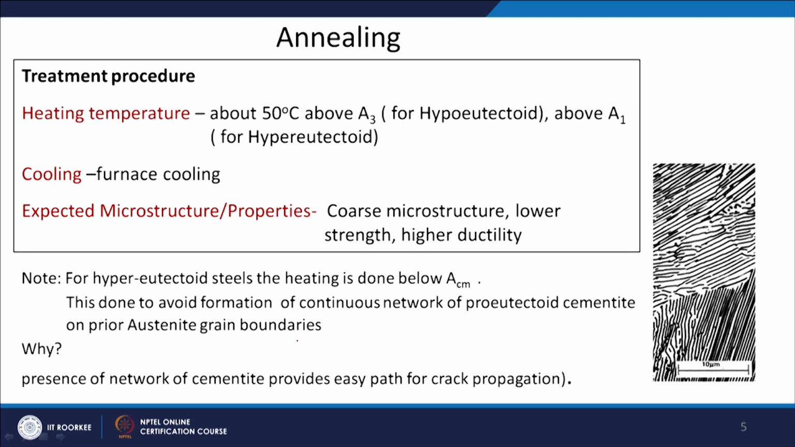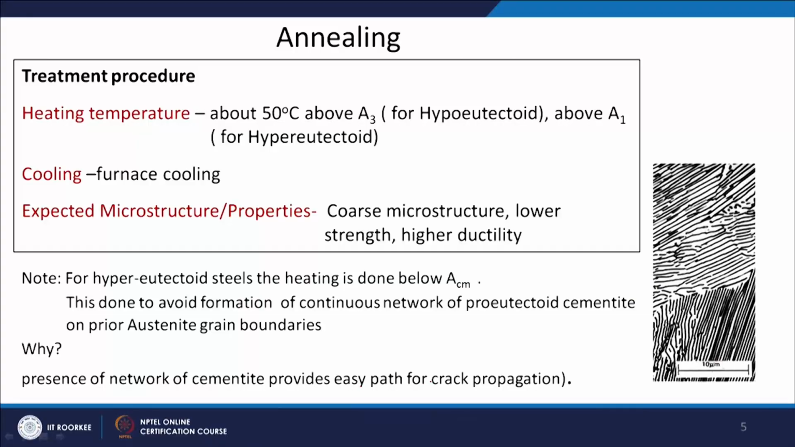If you remember, when we were showing you pro-eutectoid ferrite, the pro-eutectoid ferrite was forming on the austenite grain boundaries, and because of that it was getting a continuous network of cementite. Now please understand that cementite is a hard and brittle phase. So if any crack nucleates, it is easy for it to go along this boundary, and your material will fail without any warning actually. So this presence of a network of cementite provides an easy path for crack propagation.